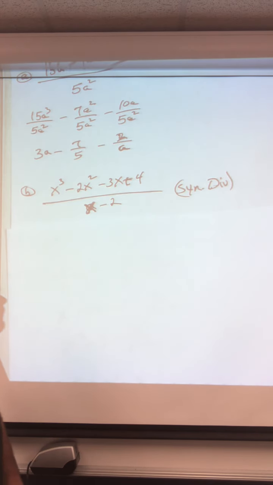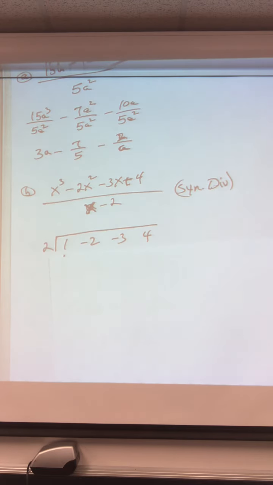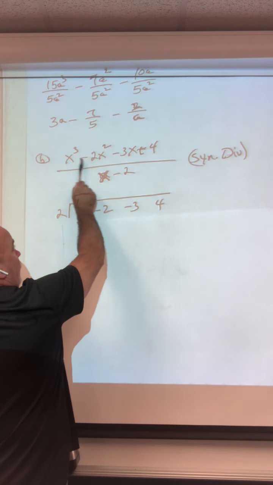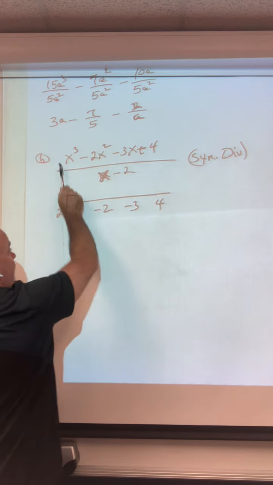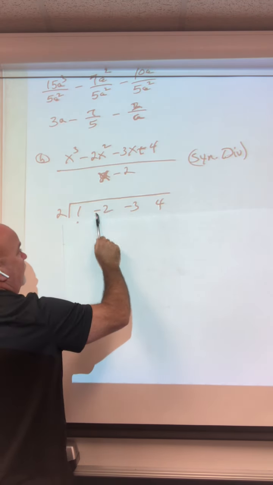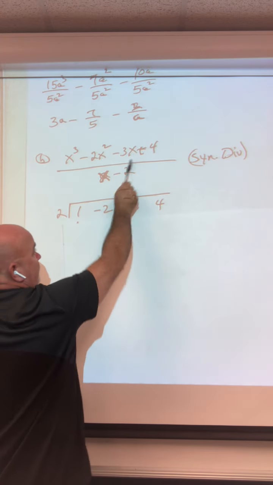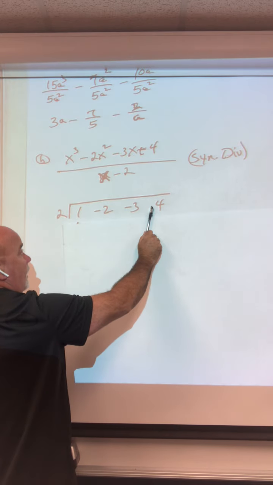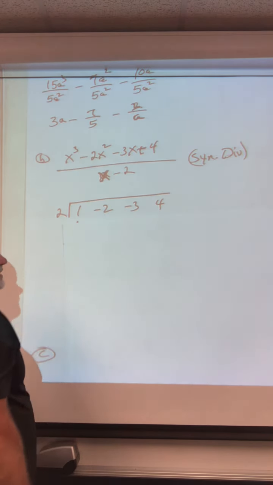Let me just uncover it and remind you of how we do this. First of all, you take all of these coefficients and put them under here. So this is a 1, negative 2, negative 3, and then 4. You don't have to put the plus, but you do have to put the minuses.